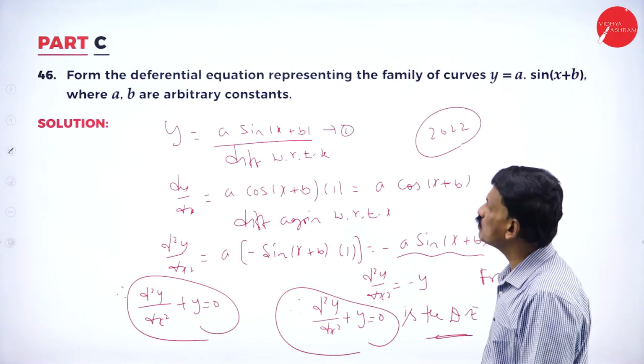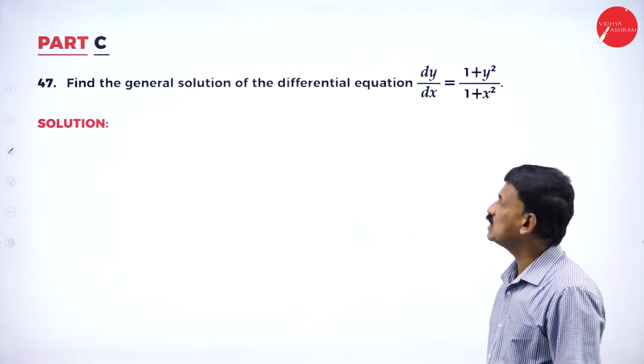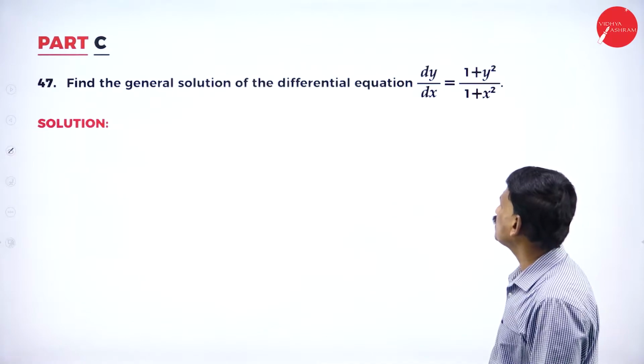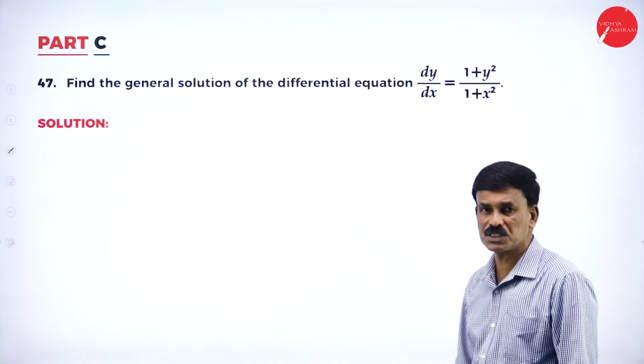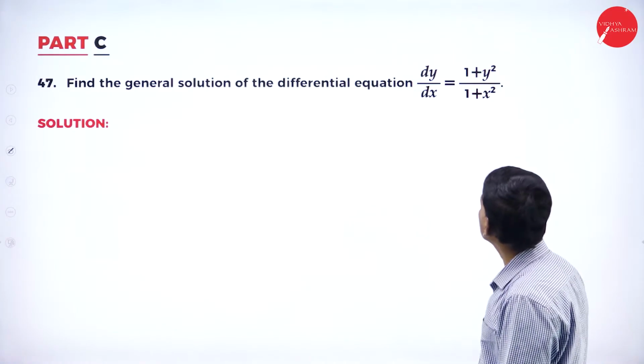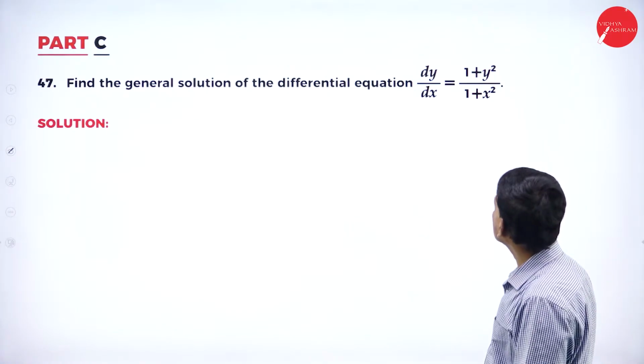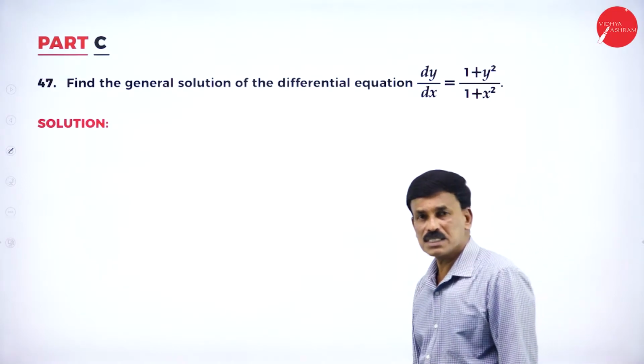Let me see what is the next problem. Yes, again it is from differential equation. Find the general solution of the differential equation dy by dx is equal to (1 plus y square) by (1 plus x square). Again, this is a differential equation. This can be solved using the variable separable method.